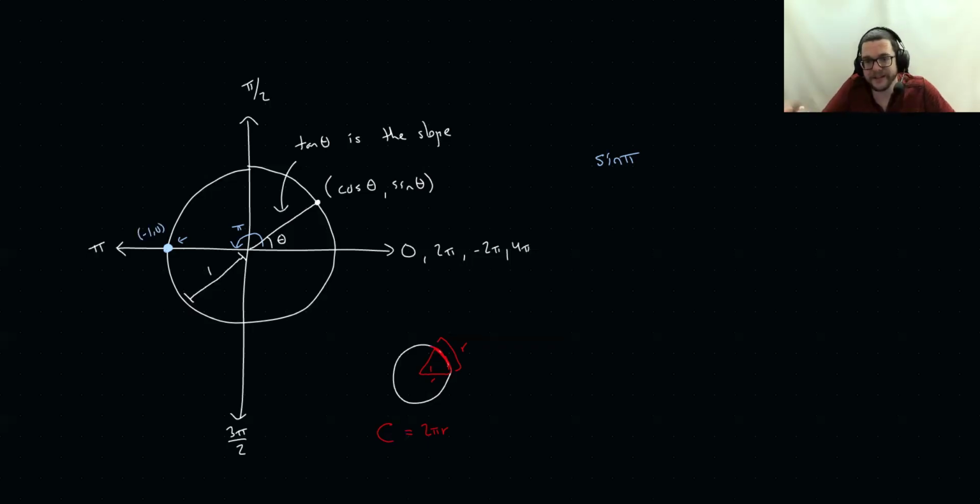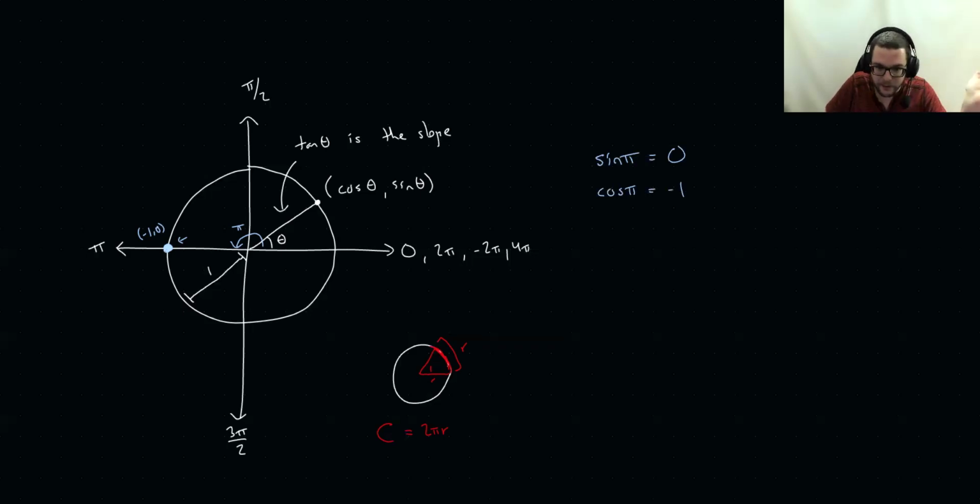It's on the x-axis, so of course the y-coordinate is 0, and everything is in the x direction. So x must be the same as the radius, which is 1 in this case. And again, I've told you that sine is the y-coordinate, so sine of pi is 0, and cos of pi, which is the x-coordinate, is -1.